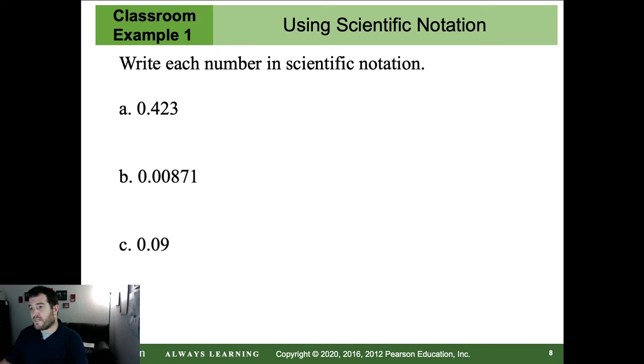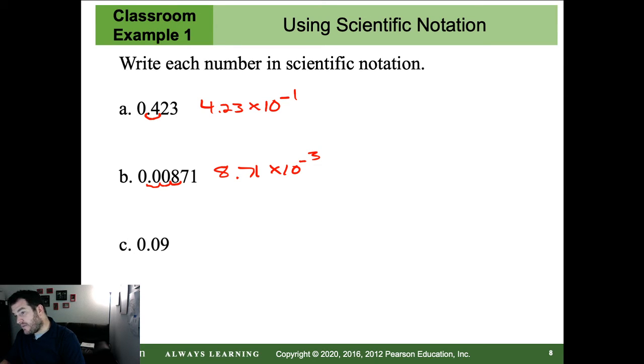Okay, so for the first one, I think it's going to be 4.23 times 10. Remember, here's where my decimal is, because 4.23 is between 1 and 10. I only had to move it 1 to the left, so that's going to be minus 1. This one's going to be 8.71 times 10. Again, here's my decimal point. I had to move it 1, 2, 3, so that's going to be negative 3 right there.